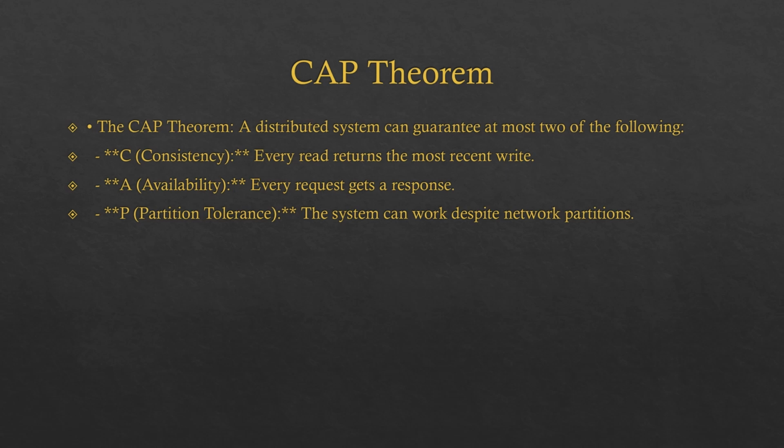Now let's talk about the CAP theorem, which is a fundamental concept in distributed systems. According to this theorem, a distributed system can provide at most two of the three guarantees. C for consistency. Every read will return the most recent write. A for availability. Every request will get a response, even if it's not the latest data. P for partition tolerance. The system will continue functioning even if there is a network partition or communication failure. Understanding these trade-offs is crucial when designing a distributed system.